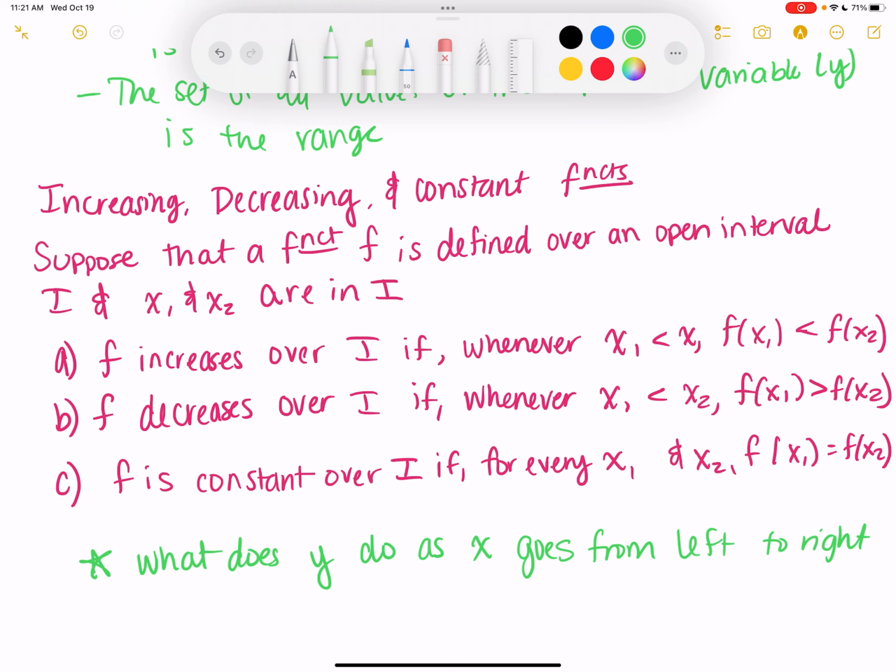Okay, and sometimes an individual problem may have multiple intervals where things are occurring. It may start out decreasing and then increasing and then constant. It may be increasing, then decreasing, and then decreasing or increasing again. Like there's all different options for what that could be.